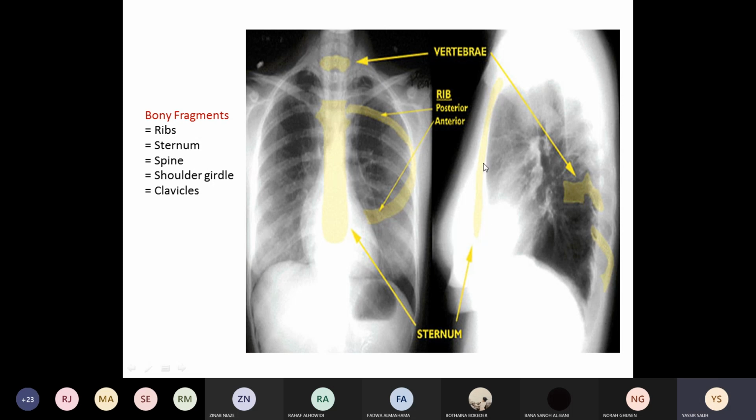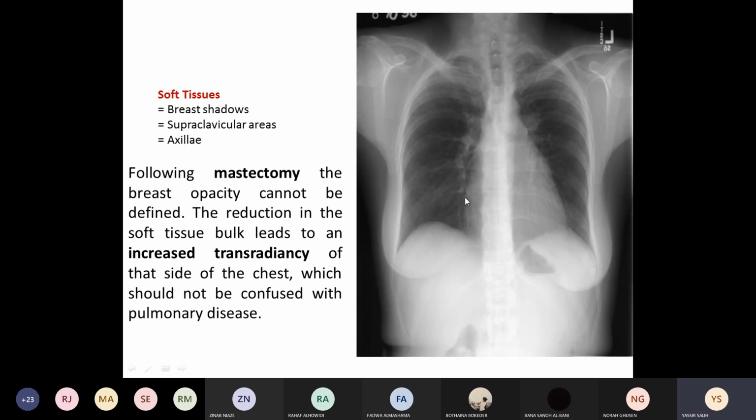In addition, you can see the sternum on the lateral film. Notice that the sternum is seen on the lateral chest X-ray, but it is difficult to see clearly on the frontal. This is the region of the sternum. This is the bone structure on the chest X-ray. Then we talked about how both lungs should have equal translucency, meaning the degree of blackness should be symmetrical on both sides.